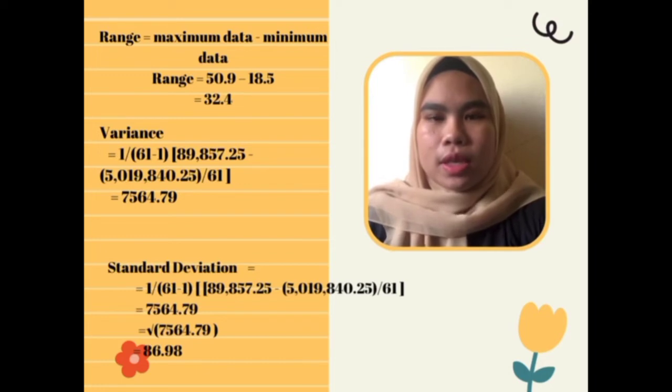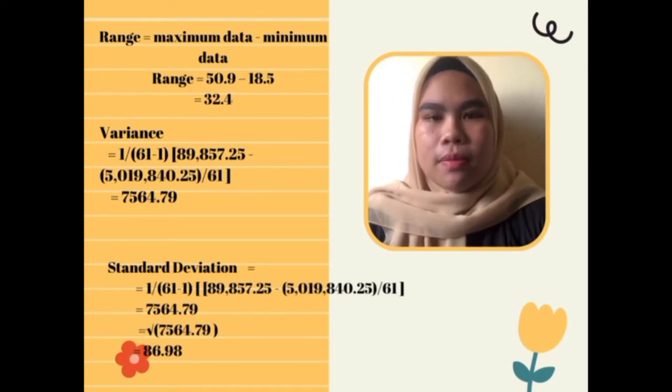The range is the spread of your data from the lowest to the highest value in the distribution. As shown, the data range is 50.9 minus 18.5 equals 32.4. Variance is a measure of dispersion that takes into account the spread of all data points in a data set.